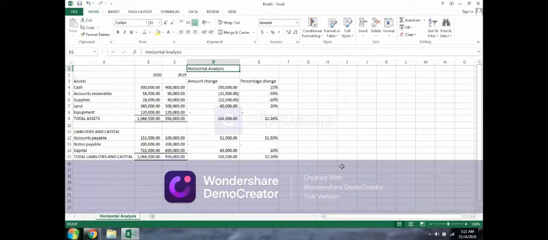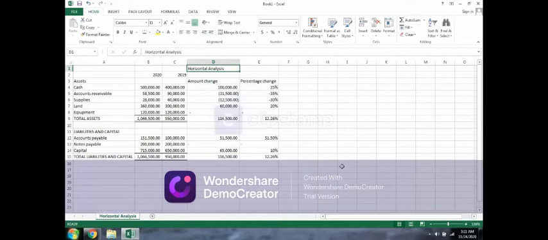So now, let's do the horizontal analysis. So these are the given account titles and the given amount for the year 2020 and 2019. So first, let's have the cash and how to get the amount change. In order to get the amount change, we will use the formula of current year, which is 2020, and that is 500,000, less prior year, which is 2019, and that is 400,000. And that would be 100,000.